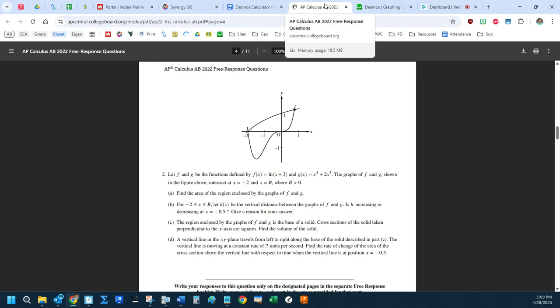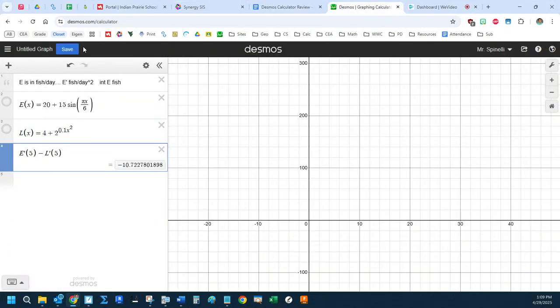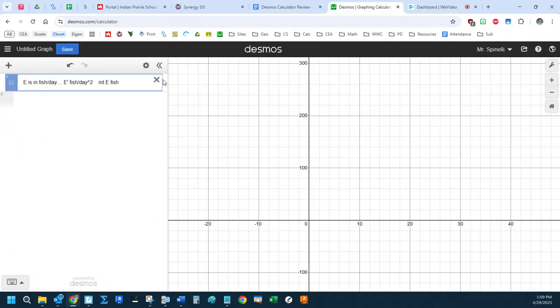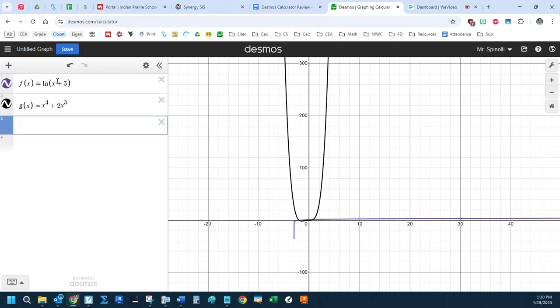The next one right here, 2022 number 2. So we got that pulled up. And we're going to go to Desmos, and I'm going to type all these functions in. There we go. So it tells us f of x equals ln of x plus 3. g of x equals x to the fourth plus 2x cubed. So play around, make sure you can type these in. If you can't, try to figure it out, ask your teacher, or maybe leave a comment.